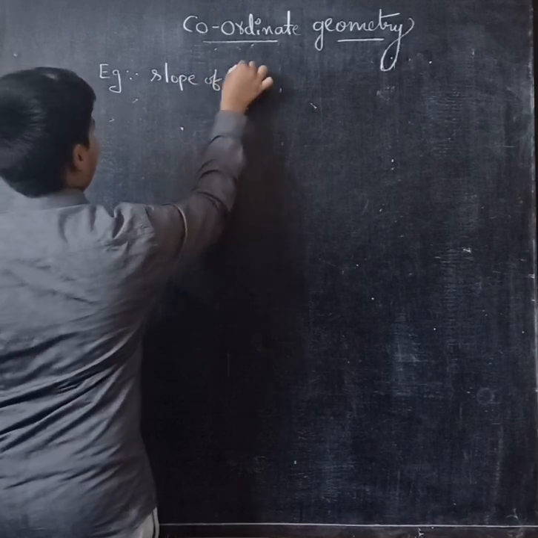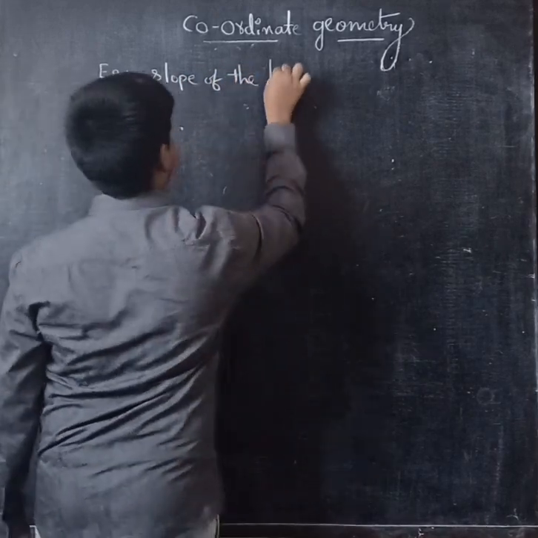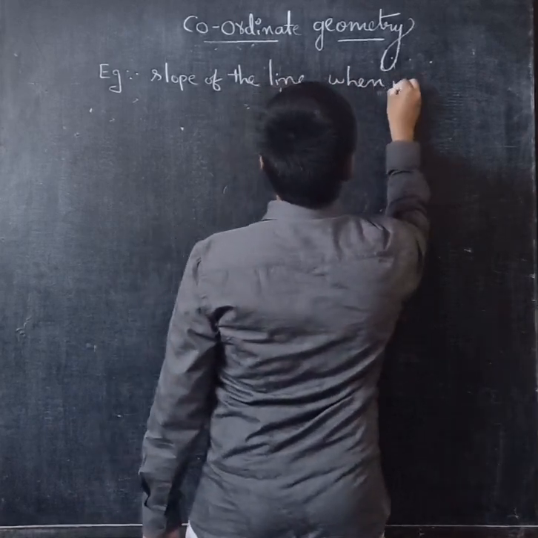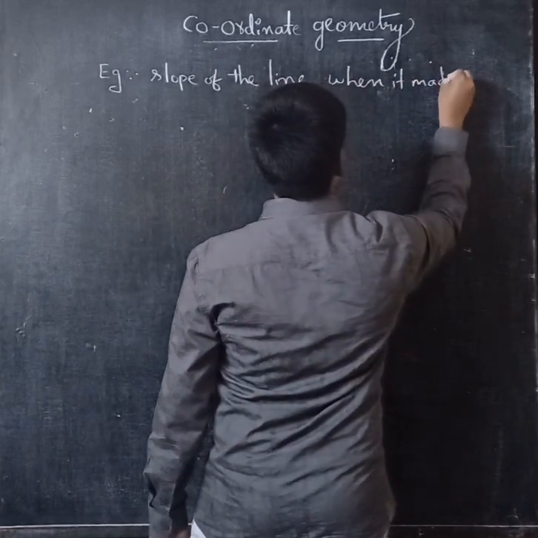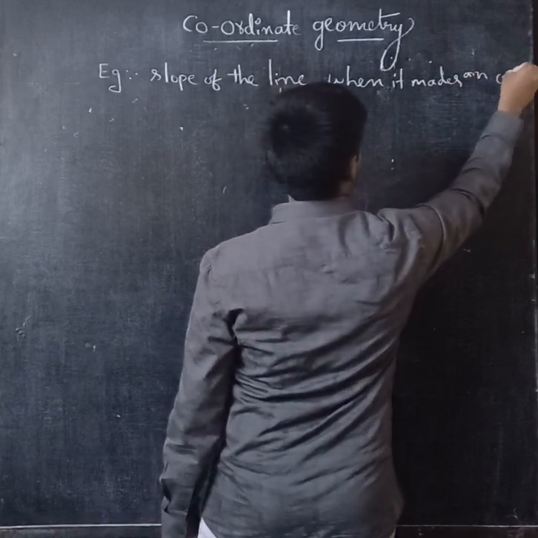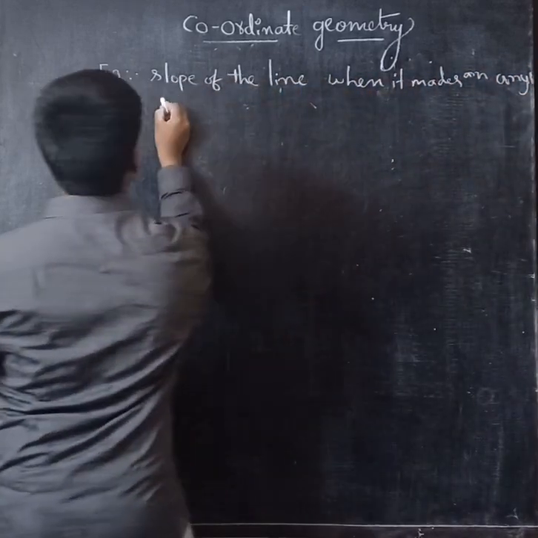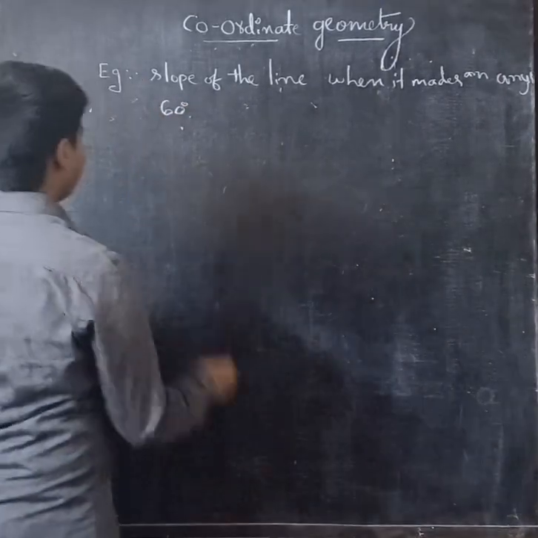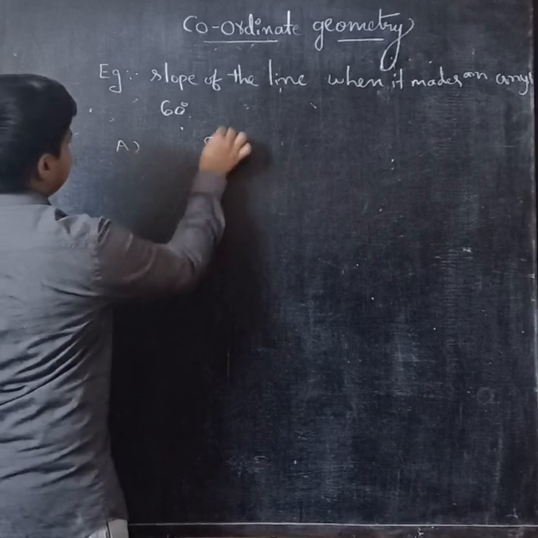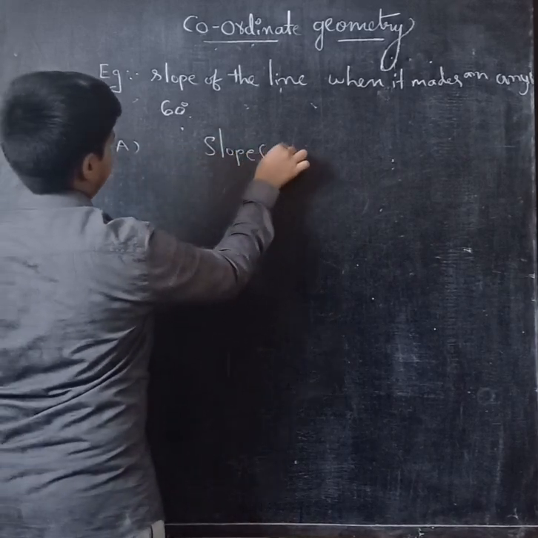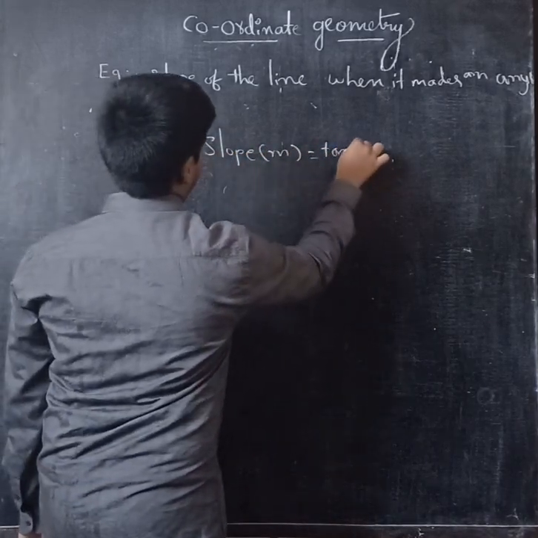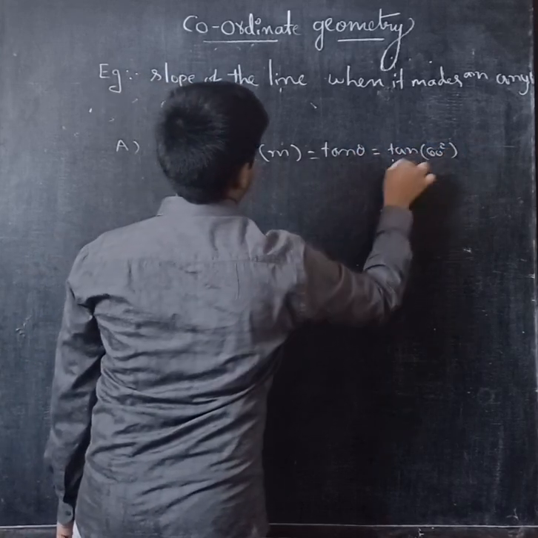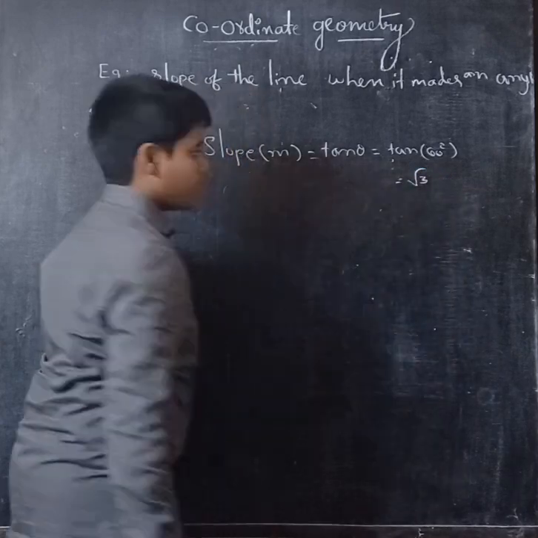Find the slope of the line when it makes an angle of 60 degrees. Here, how to find the slope? Slope is m, which is equal to tan theta, which is equal to tan of 60 degrees, which is equal to root 3. This is the slope.